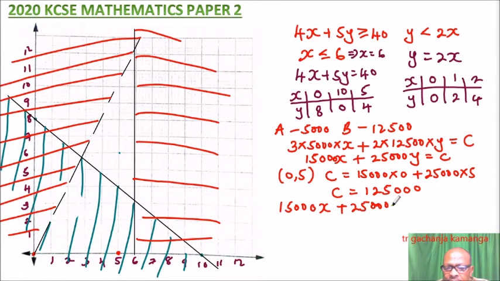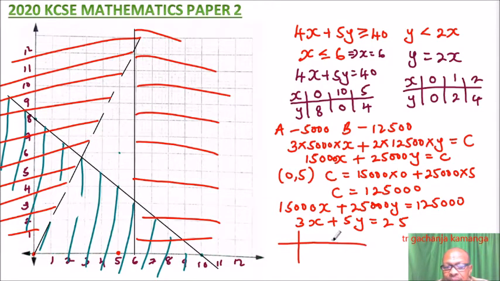Now we can equate our function here and say 15,000 x plus 25,000 y is equal to 125,000. You can simplify this and you'll get 3x plus 5y is equal to 25. So this is a function that will give us the line that we are going to use to get the minimal cost. So we are supposed to plot this.